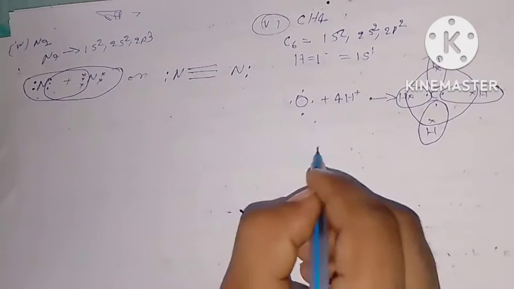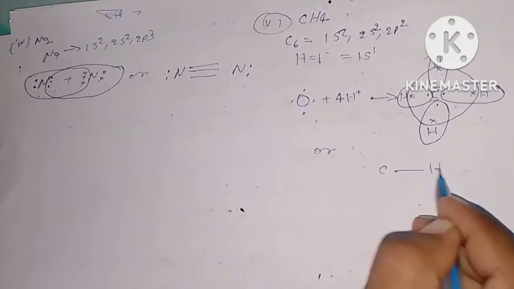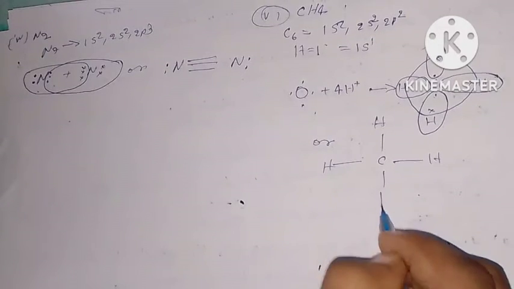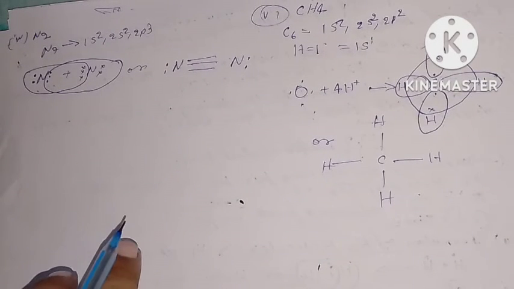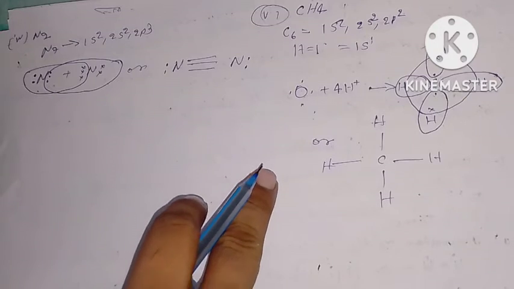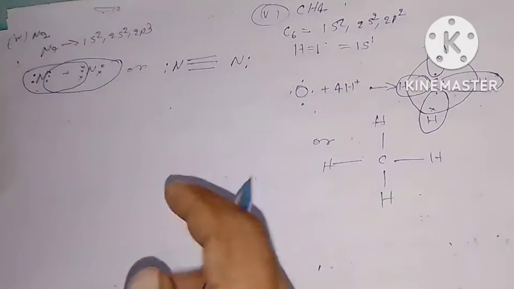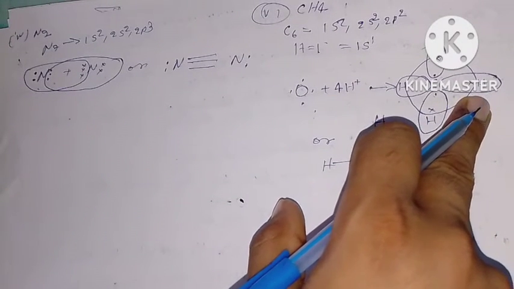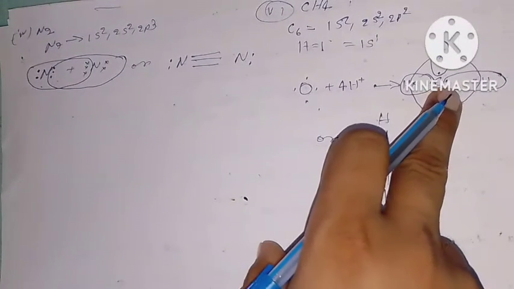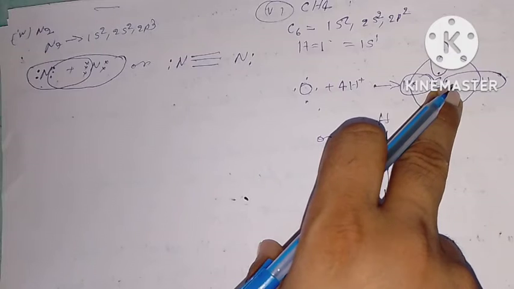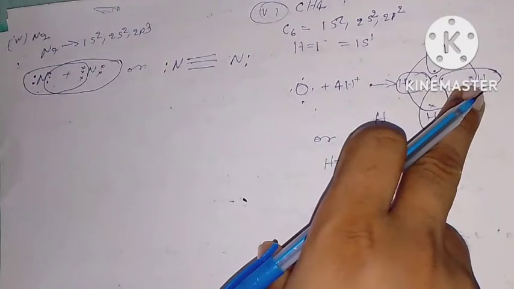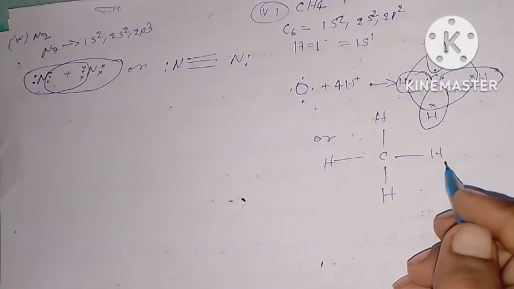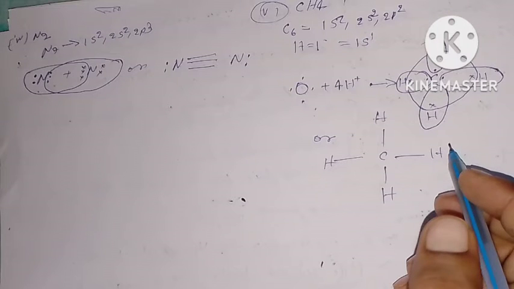Okay, carbon, single bond of H, single bond of H, and single bond of H, okay? Each unpaired electron of the carbon atom is shared with four different hydrogen atoms. In this way, by sharing one electron of carbon and one electron of hydrogen, covalent C-H bonds are formed in the methane CH4 molecule.